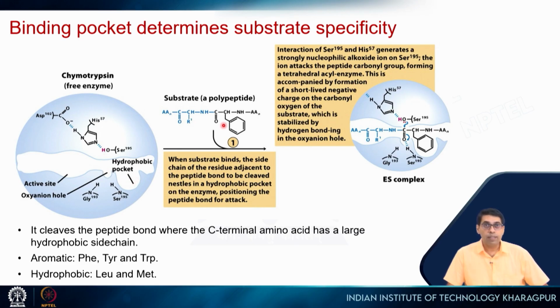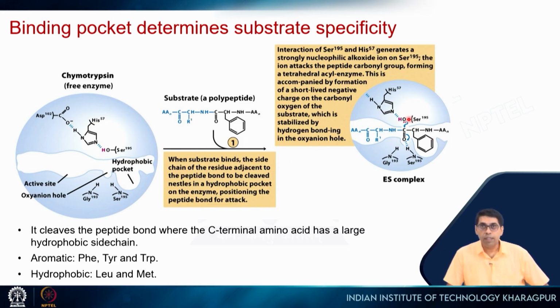We will see that this oxygen will form O minus, and that fits in this small oxyanion hole, and it is stabilized by these two backbone amides. This is where the peptide bond is and the reaction will happen, and this is where the first part of the peptide will fit in, right? So this is where the substrate is bound.